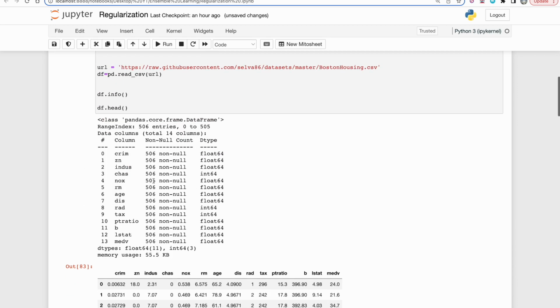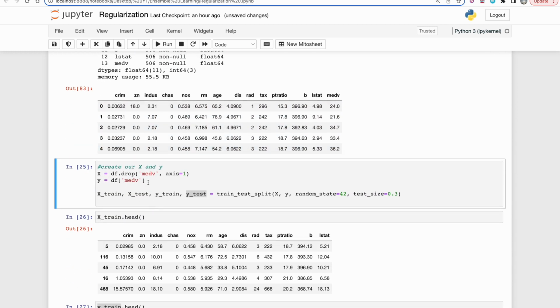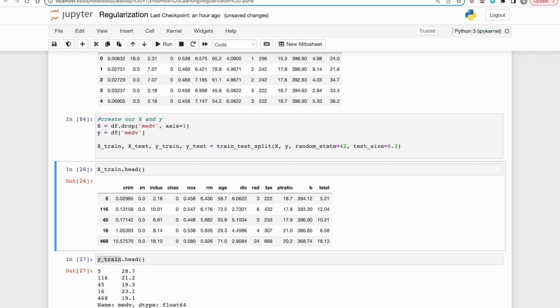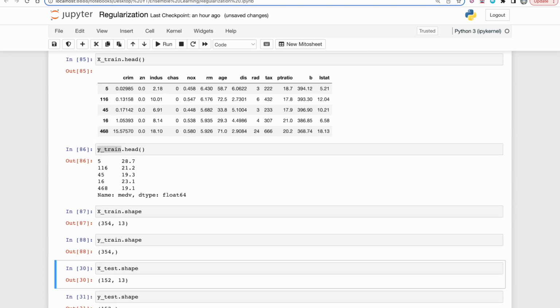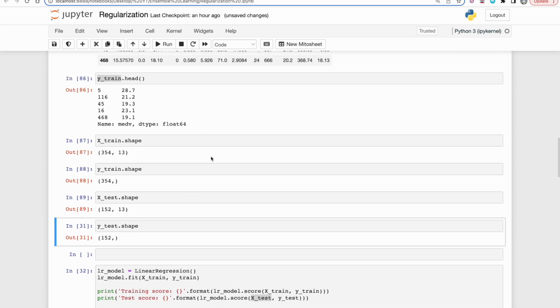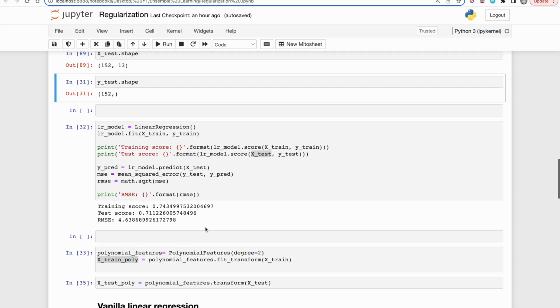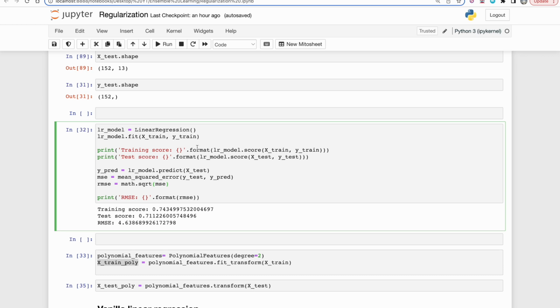I do the df head and df info, all those things are correct. Then I do a train test split. Nothing great over there, standard things. I look at the train head, and the shapes are 354 data points in training and 152 in test. Now what I'm trying to fit here is my standard linear regression model, with all the default parameters on X train and Y train. Let me fit it.